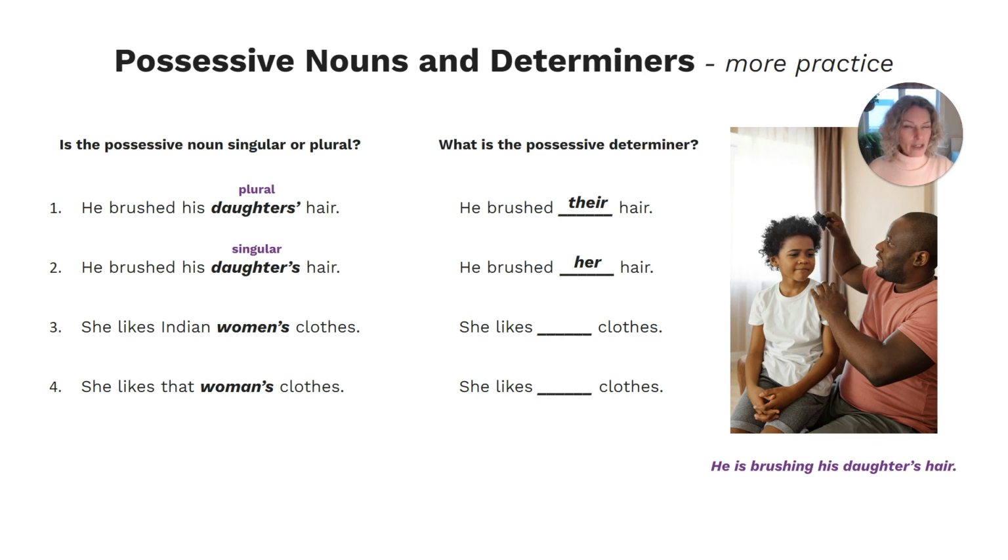So watch out here. Look at the spelling carefully. That's plural, right? So women with an E is plural. That's an irregular plural, so that's why we have an apostrophe S. So what would we have for our possessive determiner for that sentence? It would be she likes their clothes, because it's plural. Last one, she likes that woman's clothes. Look at the spelling there with an A. That's singular. All right, so the possessive determiner would be she likes her clothes.